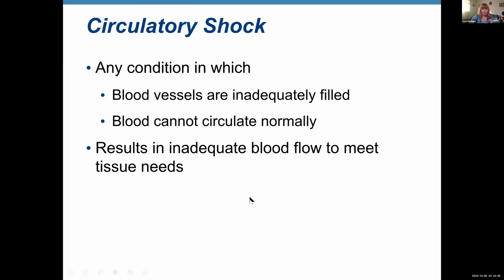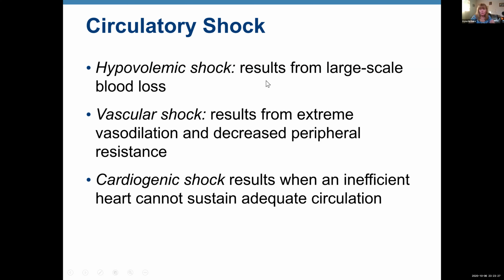Okay, circulatory shock: any condition in which blood vessels are inadequately filled and blood cannot circulate normally. It results in inadequate blood flow to meet tissue needs. So circulatory shock means you don't have enough blood in your blood vessels. Why wouldn't you have enough blood in your blood vessels? It can be because you're losing your blood. This is called hypovolemic shock: low volume from large-scale blood loss, external or internal bleeding.